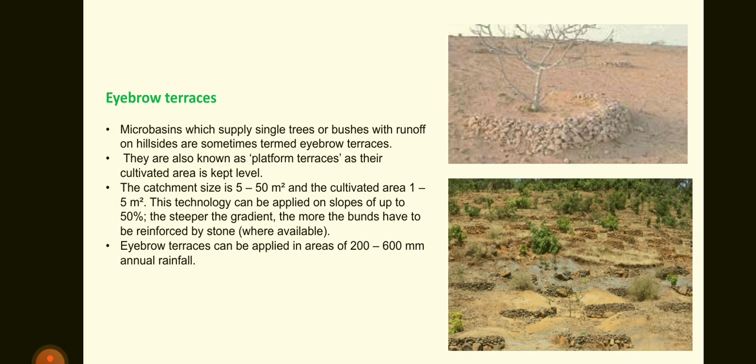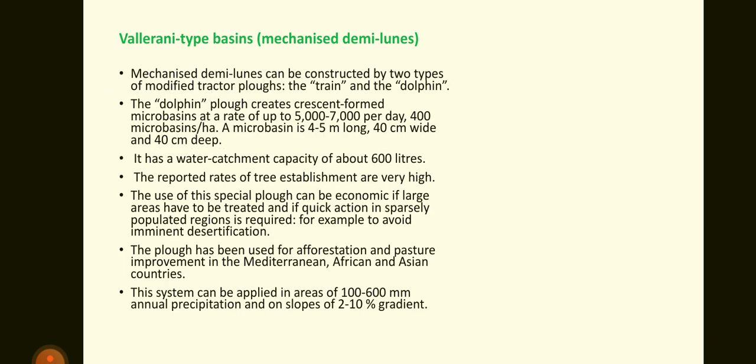Eyebrow terraces. Microbasins, which supply a single tree or bush with runoff on the hillsides, are sometimes termed eyebrow terraces. They are also known as platform terraces as their cultivated area is kept level. The catchment size is 5 to 50 square meters and the cultivated area is 1 to 5 square meters. This technology can be applied on slopes up to 50%. The steeper the gradient, the more the bunds have to be reinforced by stone. Eyebrow terraces can be applied in areas of 200 to 600 millimeters of annual rainfall.